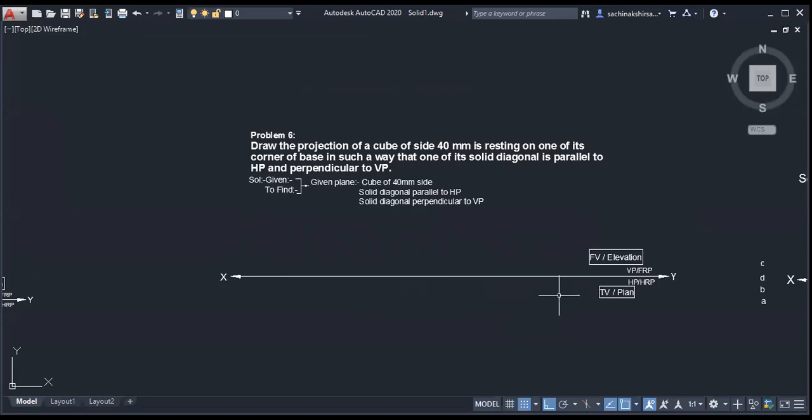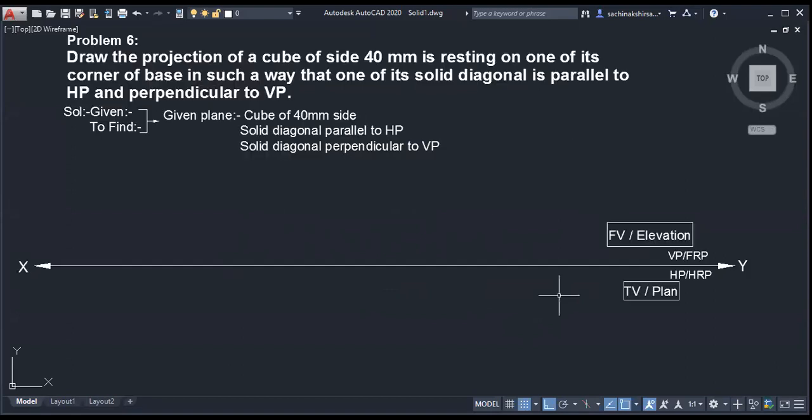Anybody? No, sir. Okay, so what is a solid diagonal? Let's see here. Whenever there is a rectangle, something like this, when we join its opposite corners, we call it its diagonal. But this term applies when we are saying only diagonal.